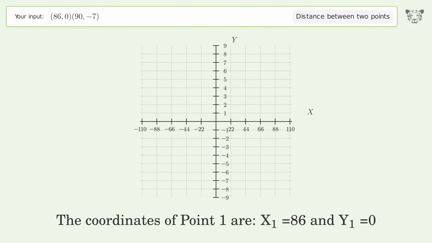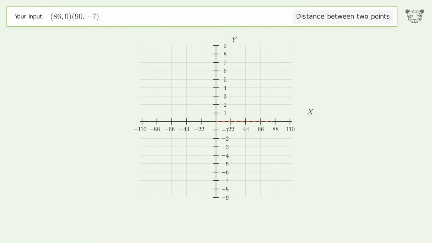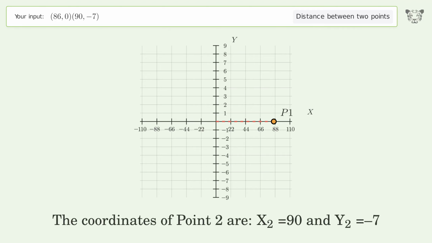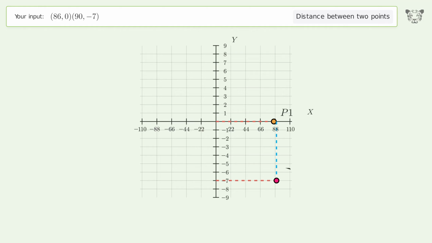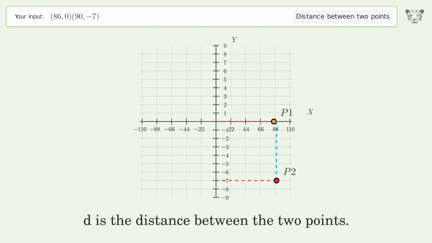The coordinates of point 1 are x1 equals 86 and y1 equals 0. The coordinates of point 2 are x2 equals 90 and y2 equals -7. D is the distance between the 2 points.